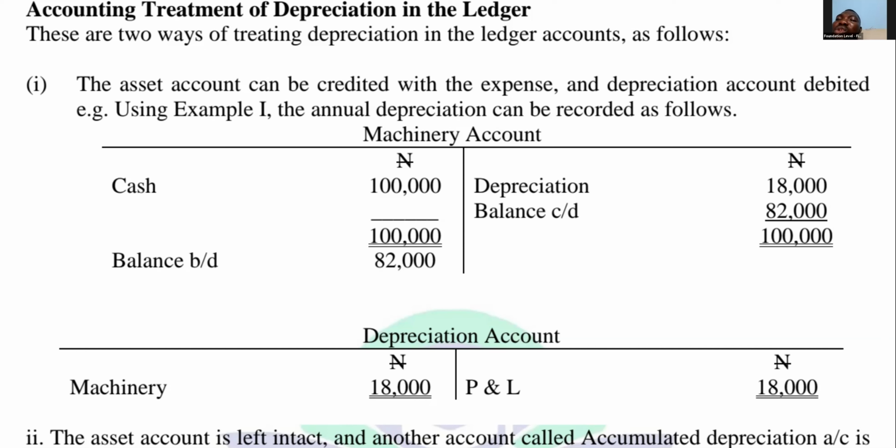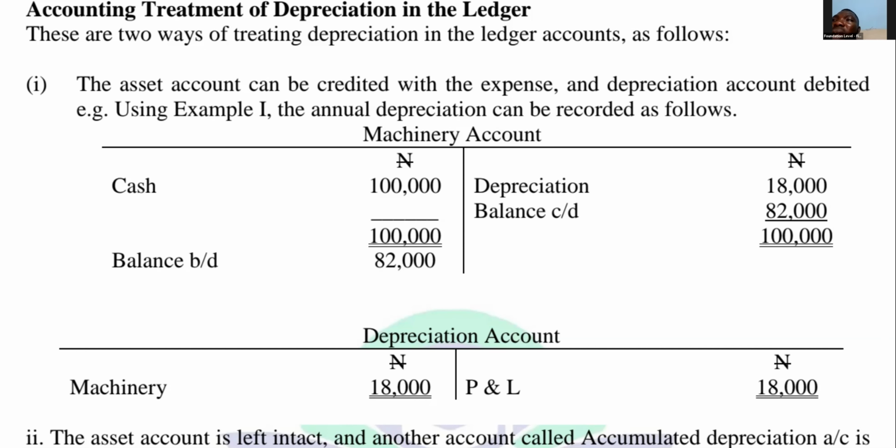That is why, if you look at the machine account now, we have posted 100,000 on the debit side and 18,000 on the credit side. So we need to balance it. The difference between 100,000 and 18,000 gives us 82,000. Now 82,000 plus 18,000 on the credit side gives us 100,000, and on the debit side gives us 100,000. It means the balance, the value we have left to use for the machine, is 82,000.